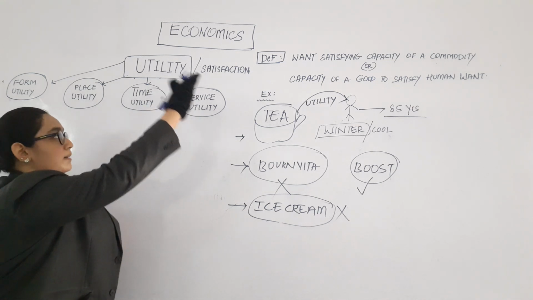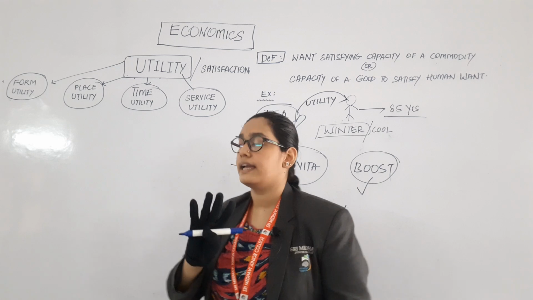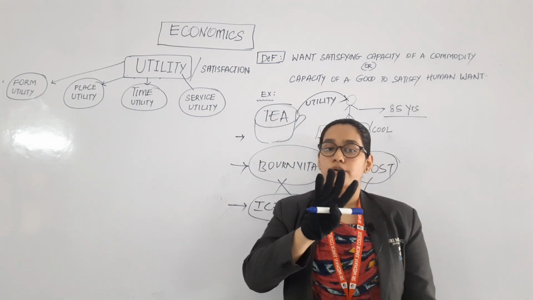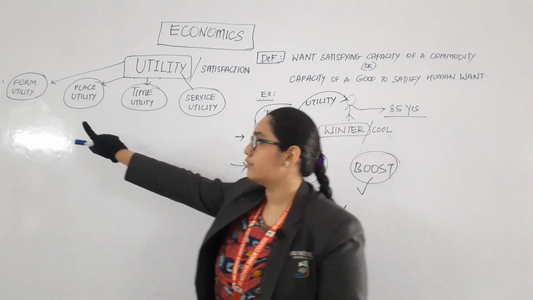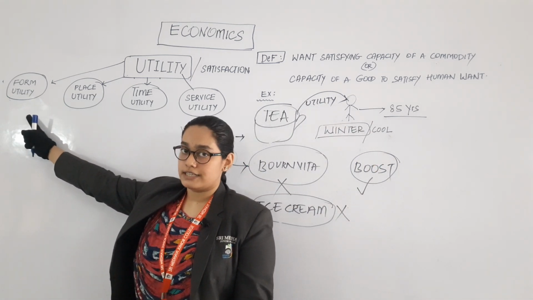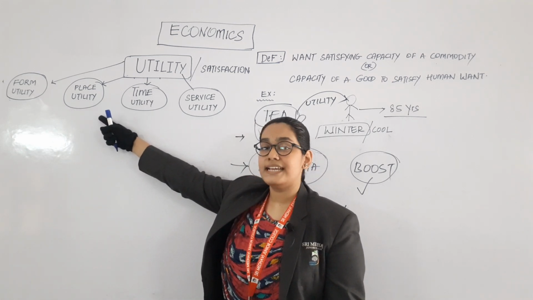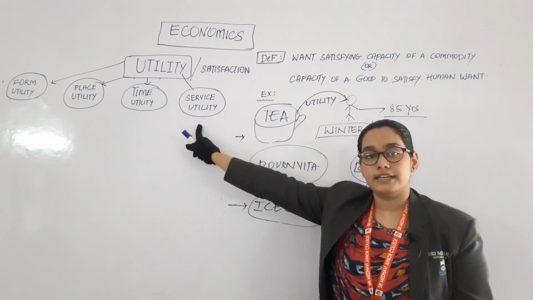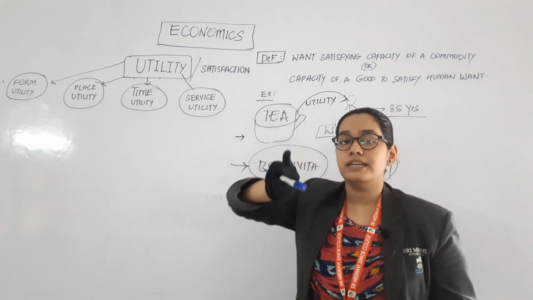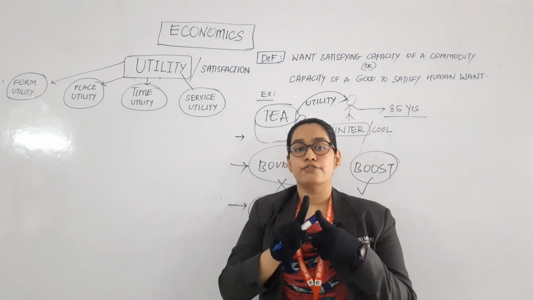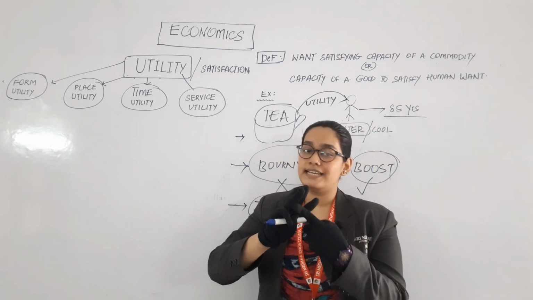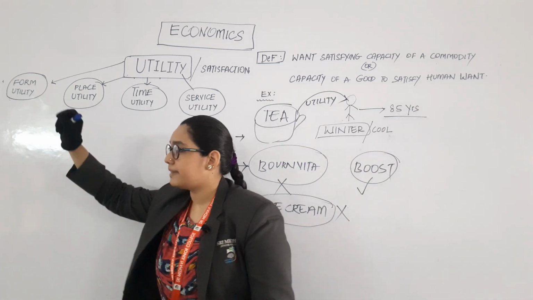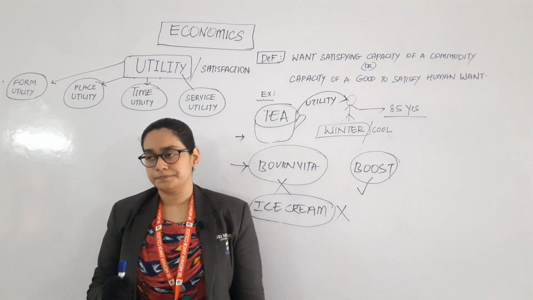Now the same term is divided into 4 kinds. The same utility is divided into how many kinds? 4 kinds. The first type of utility is form utility, and the next is place utility, time utility, and service utility. The utility is divided into how many kinds? 4 kinds: form, time, place, and service utility. Let us go to the first type, that is form utility.